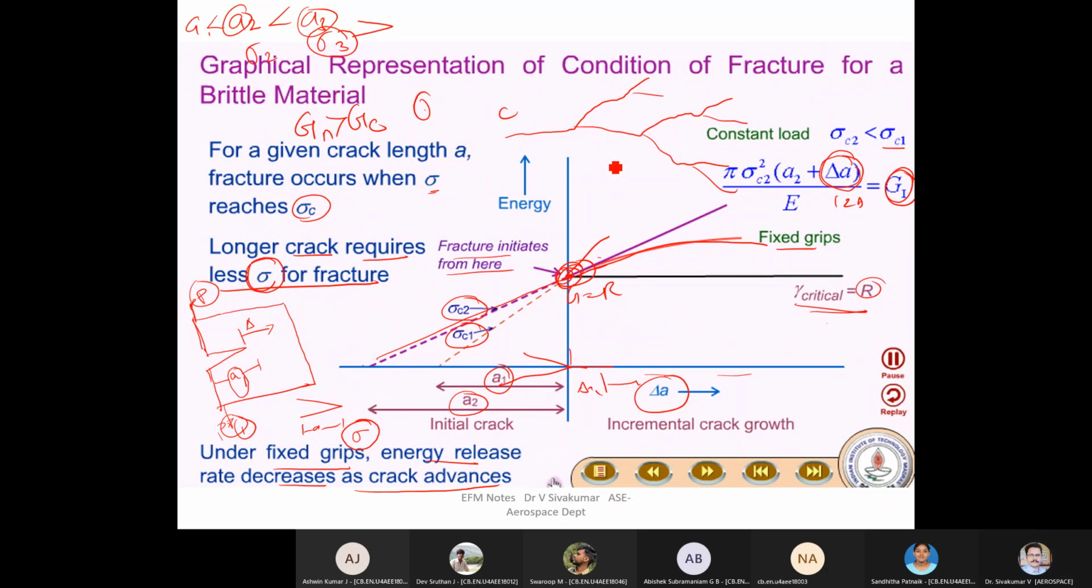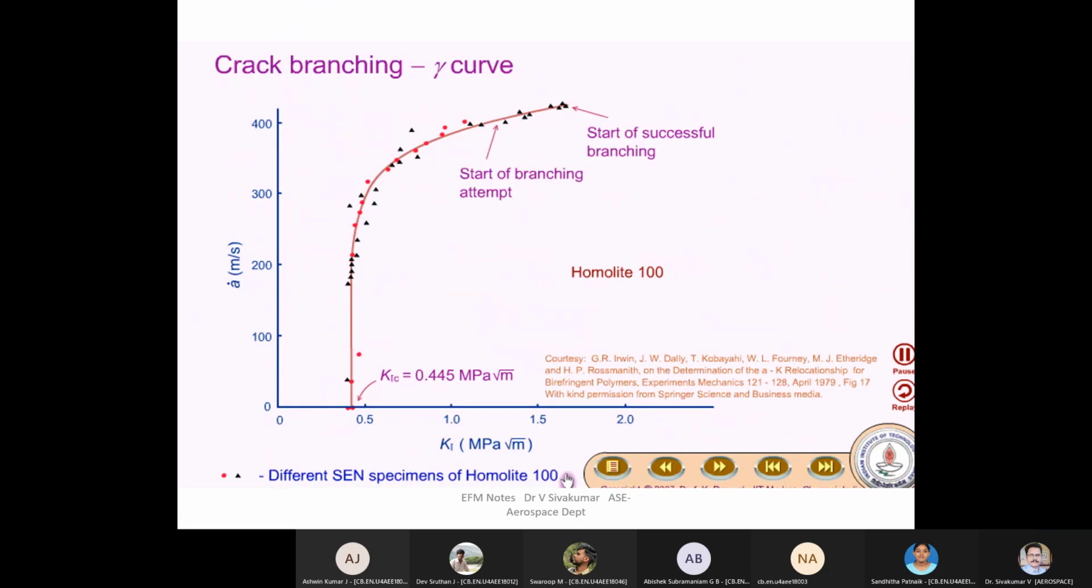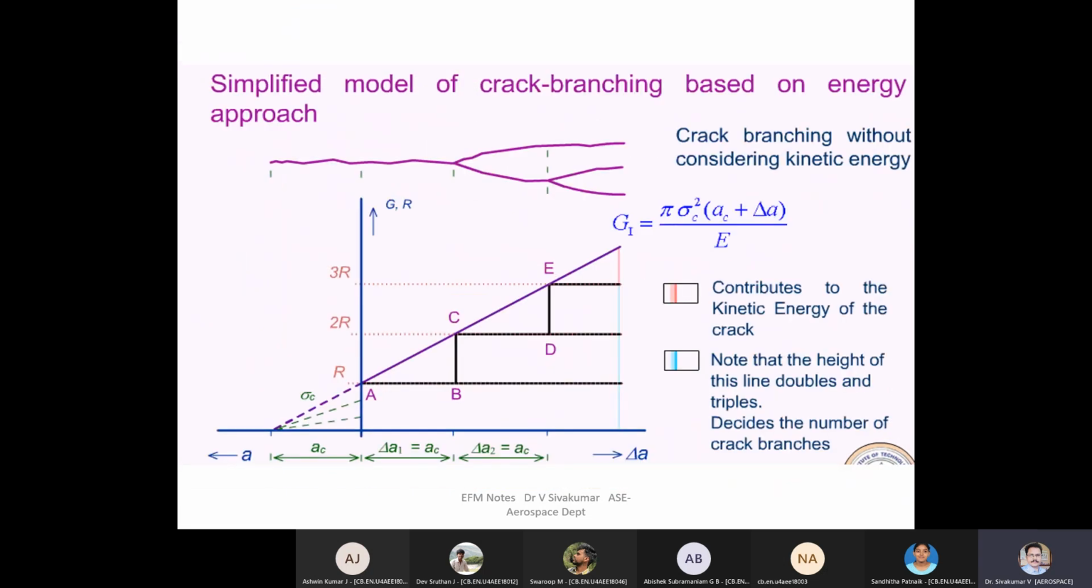Why? When the energy available is more, then it will form more surfaces. This is how crack branching occurs. So this is the simplified model of crack branching.